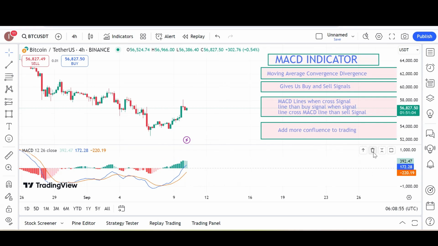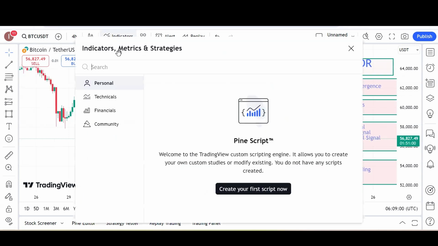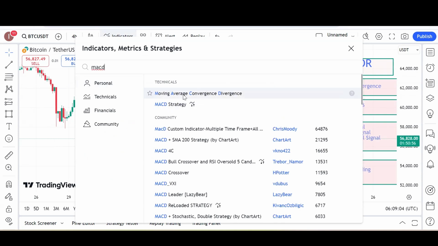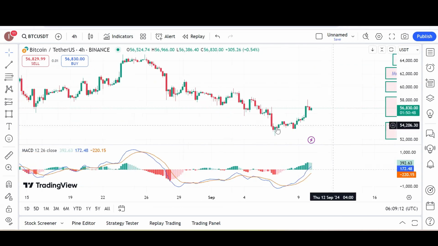Okay, you simply go to tradingview.com, go to the toolbox and click on indicators. Now simply write MACD and you can see the moving average convergence divergence. This is also known as MACD. Now you can click on this and you can see the graph here.